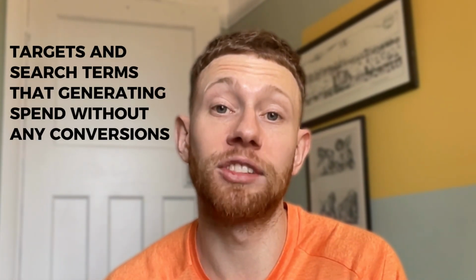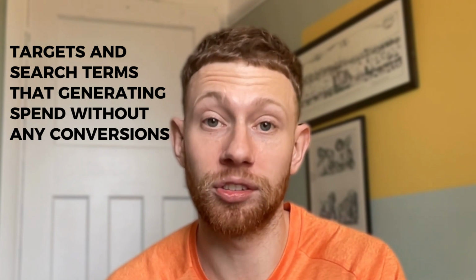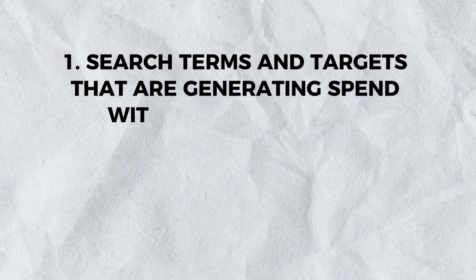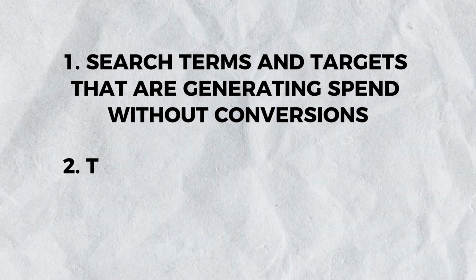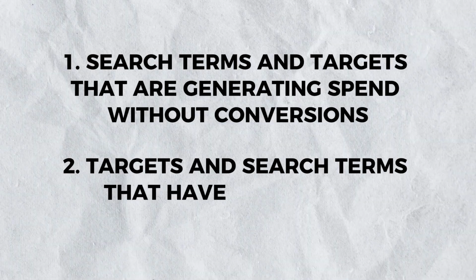Now, in this video, the thing that we're going to be looking at are the targets and search terms that are generating spend without any conversions. So there are 2 things that we can look at really, and that's the search terms and targets that are generating spend without conversions, and then targets and search terms that have a high ACOS. In this video, we're just going to be dealing with the ones that have 0 conversions.